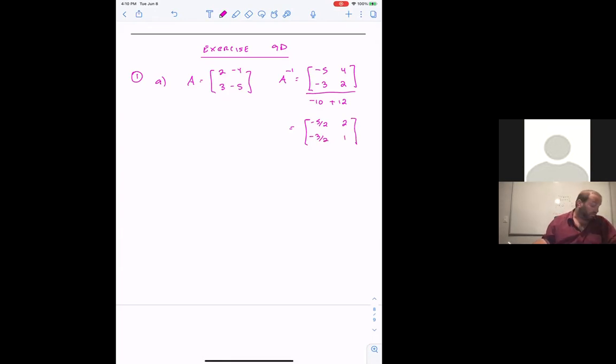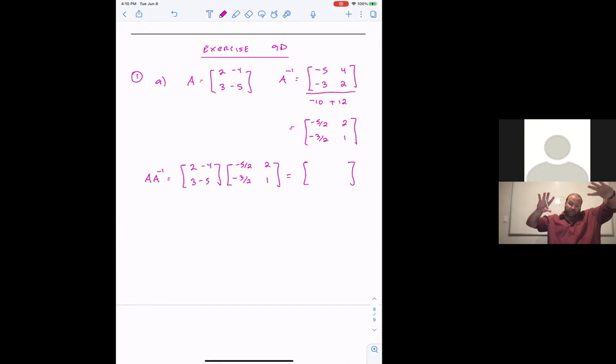So there's A inverse. Now we have to verify that A times A inverse is actually the 2 by 2 identity. So 2, negative 4, 3, negative 5, and negative 5 over 2, 2, negative 3 over 2, 1. 2 by 2 times 2 by 2 does in fact give me a 2 by 2. 2 times negative 5 over 2 is negative 5, plus 6 is 1. 4 minus 4 is 0. Negative 15 over 2 plus 15 over 2 is 0. 6 minus 5 is 1.